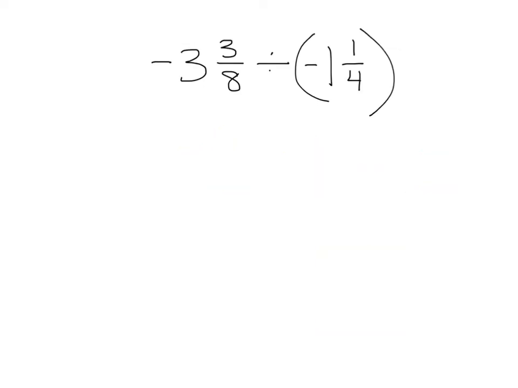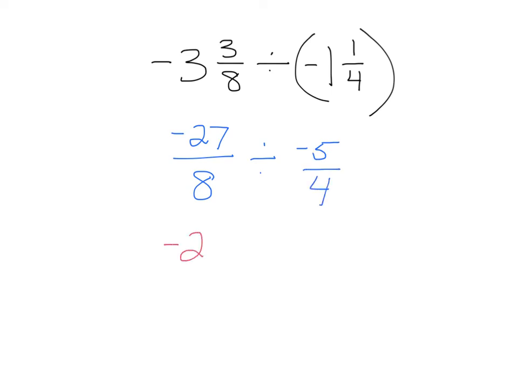Last one. So we're going to convert both these mixed numbers. And they're both negative. So our answer will be positive. So 3 times 8, 24, plus 3 is 27. And that'll be negative 27 over 8. And we'll do this in steps. 1 times 4 is 4, plus 1 is 5. So negative 5 over 4.